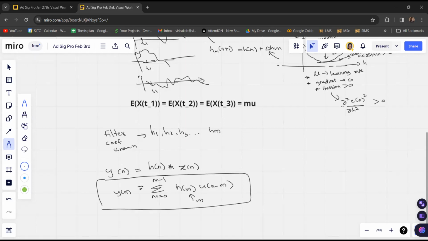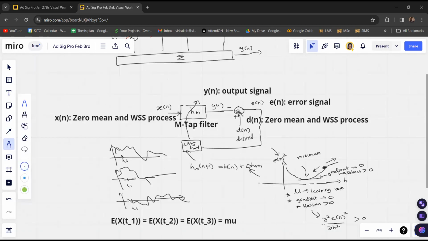This equation can be used to analyze the filter output, and we can also see that the input signal xn and the desired signal dn are both WSS processes. Because of that, we say that xn and dn are jointly WSS. Those are the initial considerations or parameters of the filter.